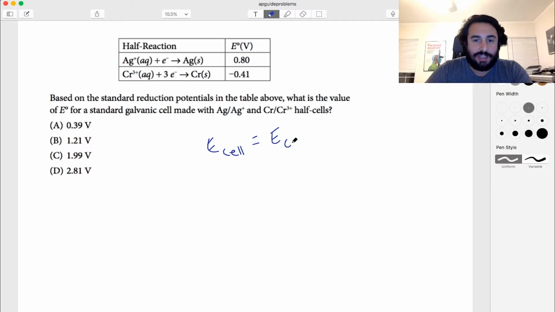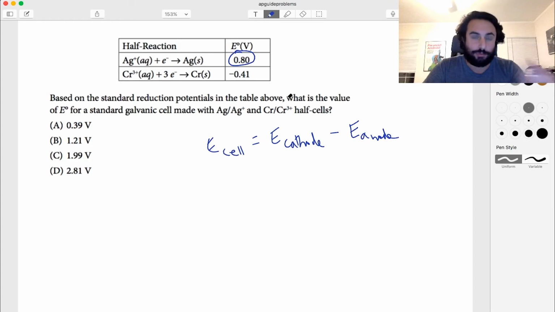This is going to be E cathode minus E anode. So the cathode is where the reduction takes place. The anode is where the oxidation takes place. And this is actually very simple. It can't get any easier than this. All you do is you take the more positive value. That is a greater reduction potential. That means it is more favorable. The reduction is more favorable. And so whichever one has the higher value right here, that is going to be the reduction.